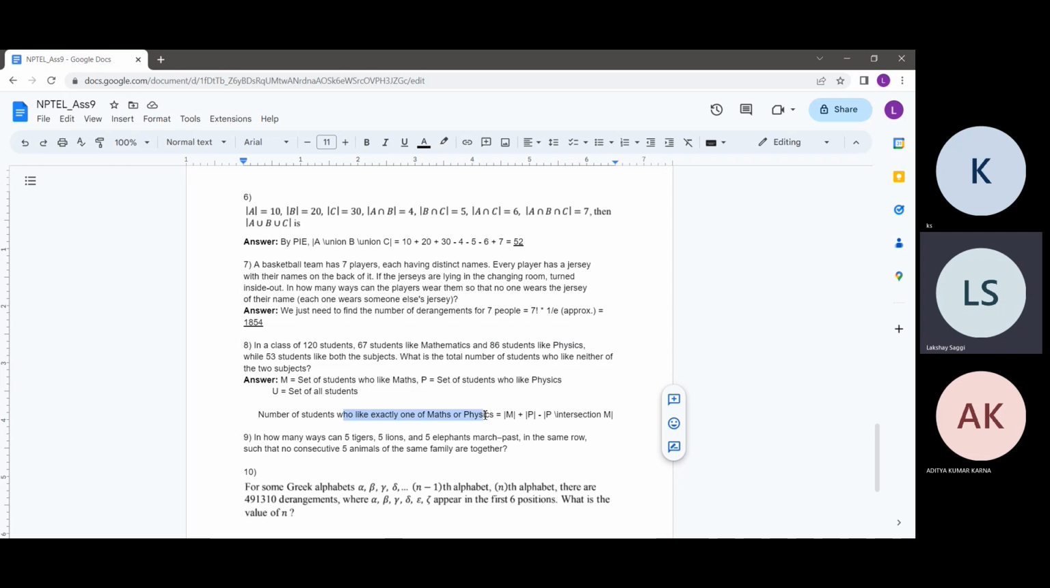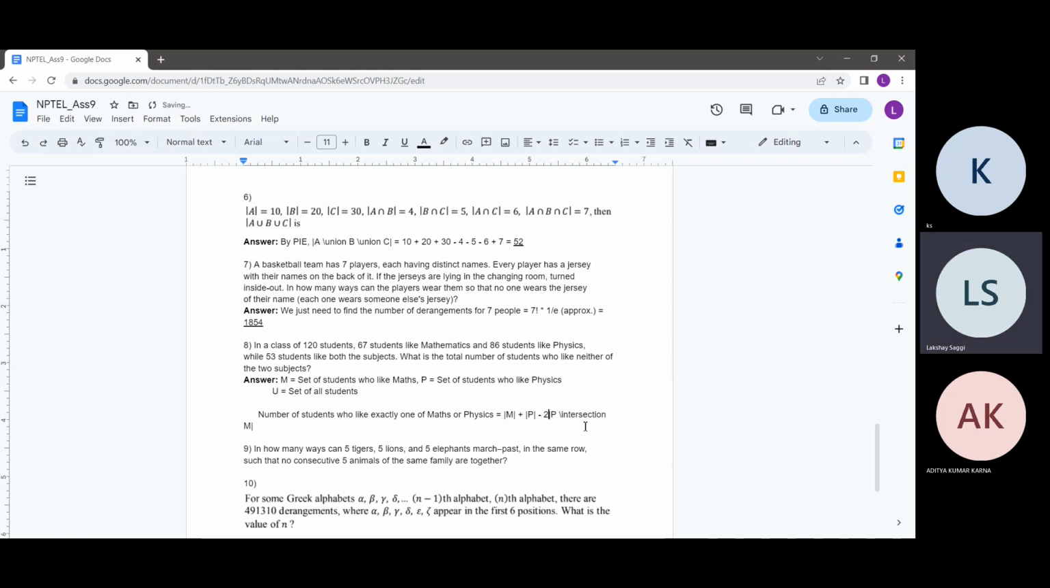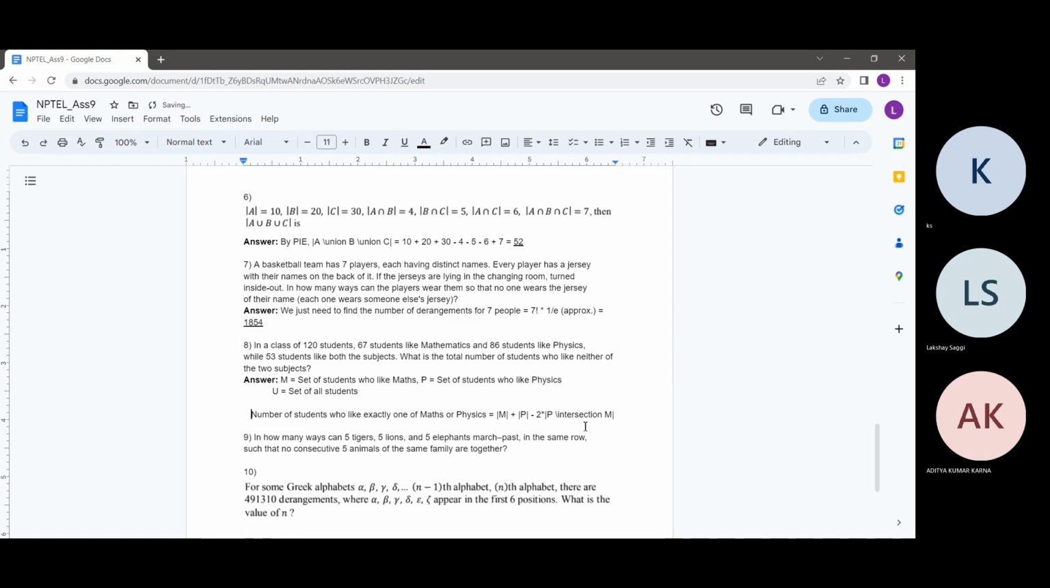This can be thought of in inclusion exclusion terms. There will be people who like maths and there will be people who like physics in this term. But in that case, I would have counted the people who like both of these subjects twice, right? Maybe the answer will be like two times this. I think this expression is correct.